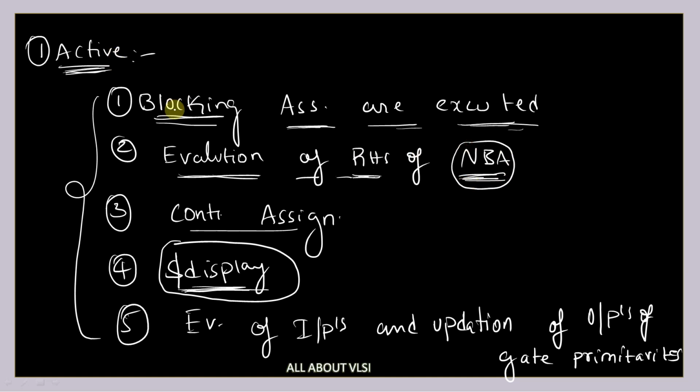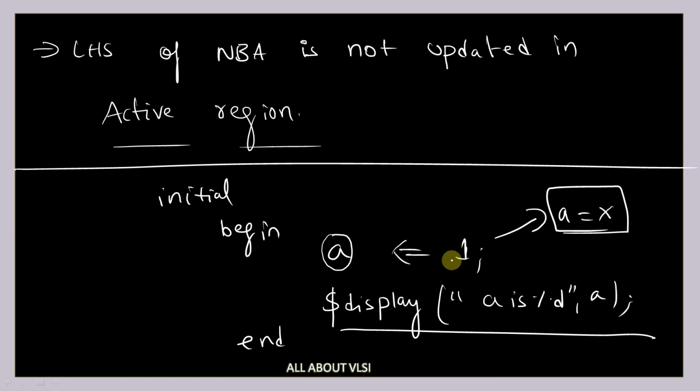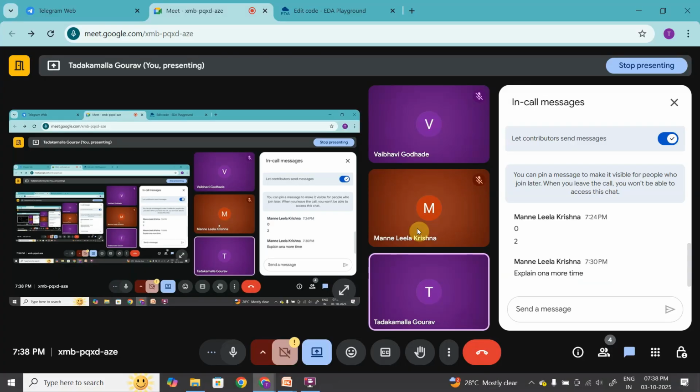In the case of the active region, that's why I am getting the previous value of A printed. What is the previous value of A in this example? It is unknown because it is declared as reg. Is it clear up to here? Any doubts or any queries?